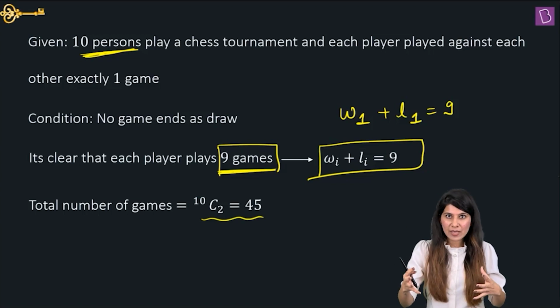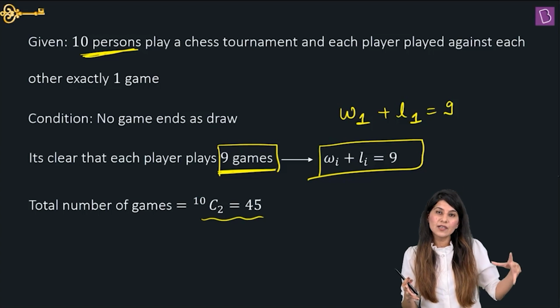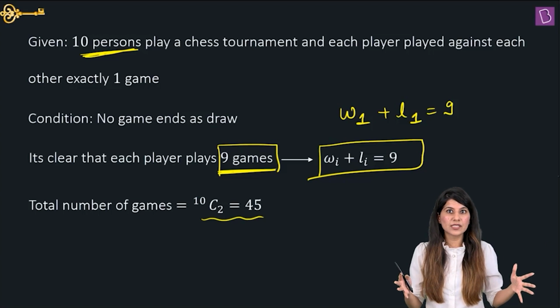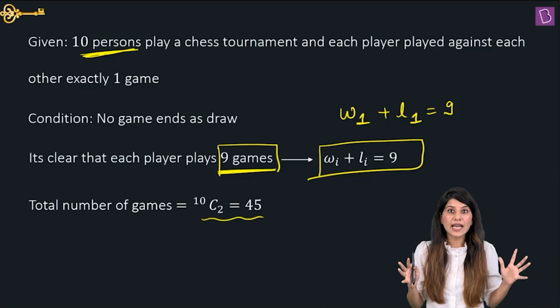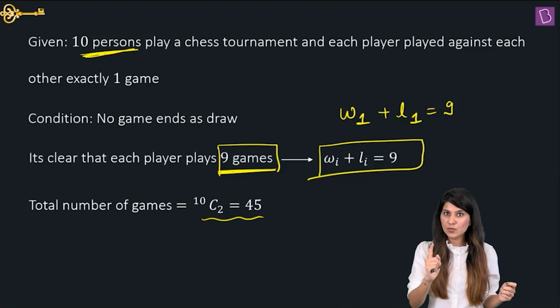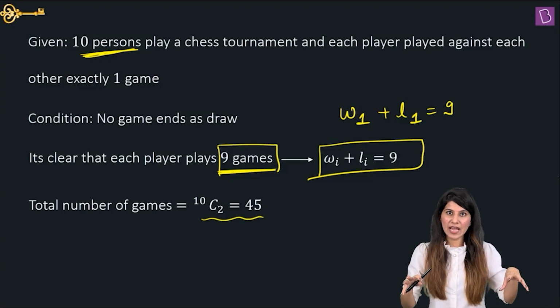So 45 games are there. So 45 games are associated with one win and one lose. That means 45 wins and 45 loses. So total 90 wins, 90 loses are happening over here. Are you getting my point? Because each match is associated with one win and one lose.